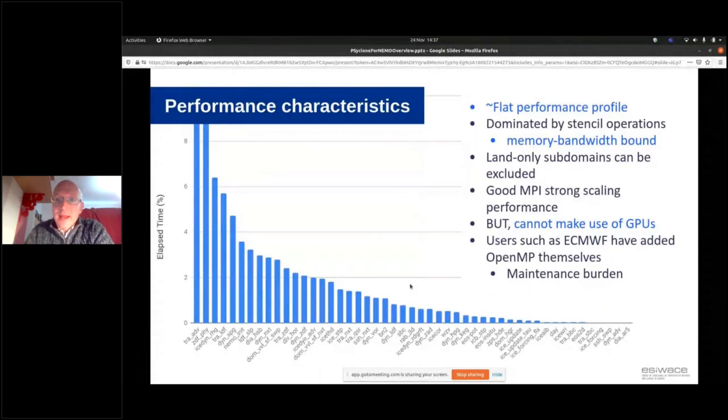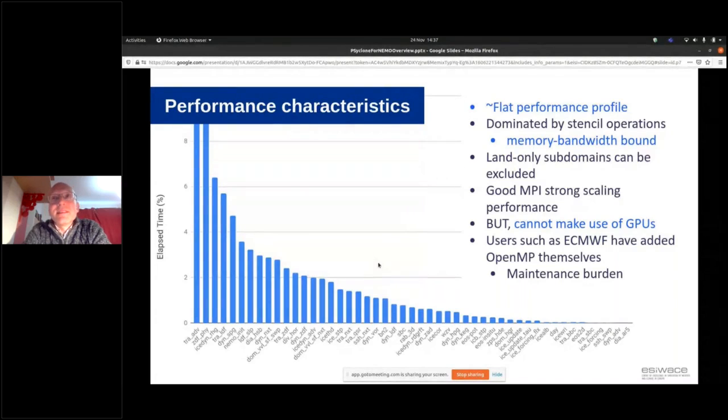NEMO itself is dominated by stencil operations, and they are typically memory bandwidth bound. You're reading from a lot of arrays and maybe only writing to one array. So it really depends on how fast you can get all of that data out of memory in order to operate on it. NEMO has a functionality to exclude any subdomains that only have land points in them.